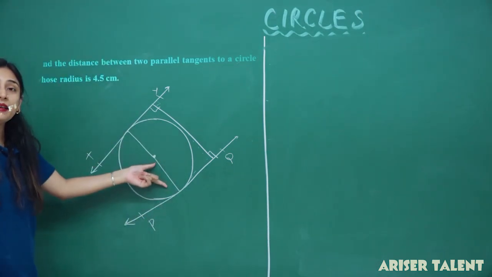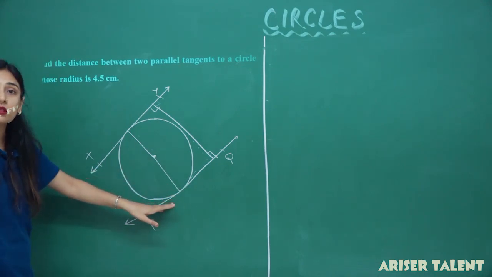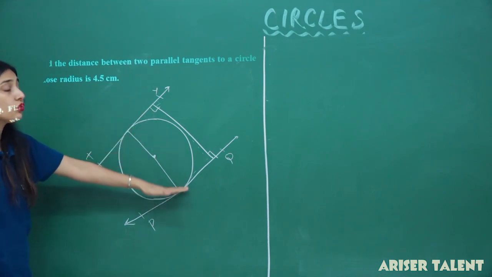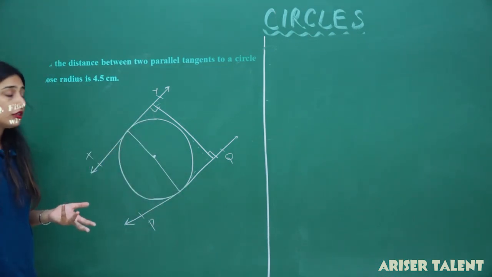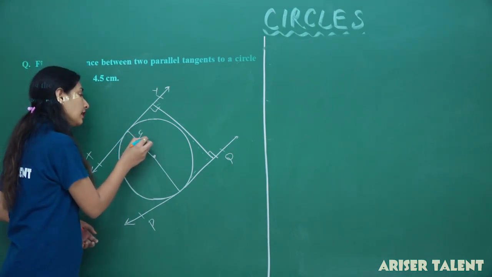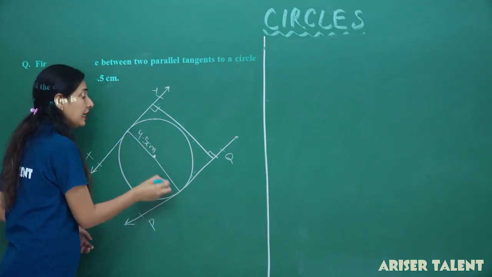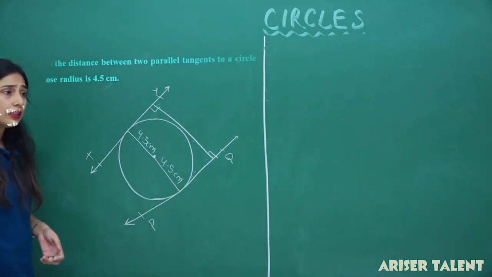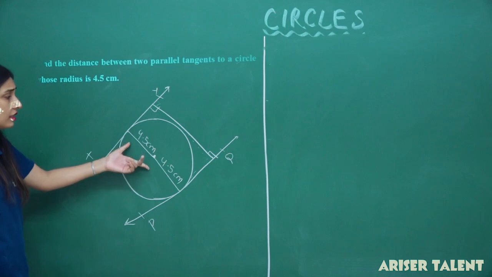So this will be the radius and will be perpendicular to this tangent, and this will be the radius and perpendicular to this tangent, and these two will be what? Parallel to each other. So this is given, radius is what? 4.5 centimeter. If it's 4.5 centimeter, that will be also 4.5 centimeter. Now, do I need to tell you anything? What is the distance between them?